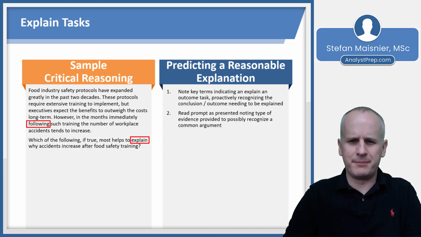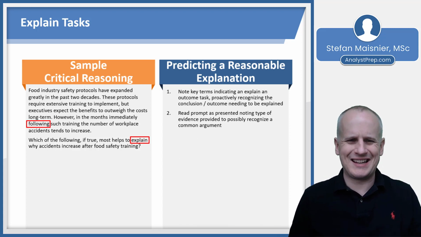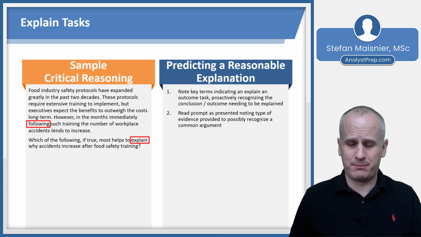So we'll read the prompt and we'll note the evidence provided. Food industry safety protocols have expanded greatly in the past 2 decades. These protocols require extensive training to implement, but executives expect the benefits to outweigh the costs long term. However, in the months immediately following such training, the number of workplace accidents tends to increase. So this is a causality as well as a plan, kind of a hybrid style argument type, because we're executing a plan and we've got some sort of causal relationship.